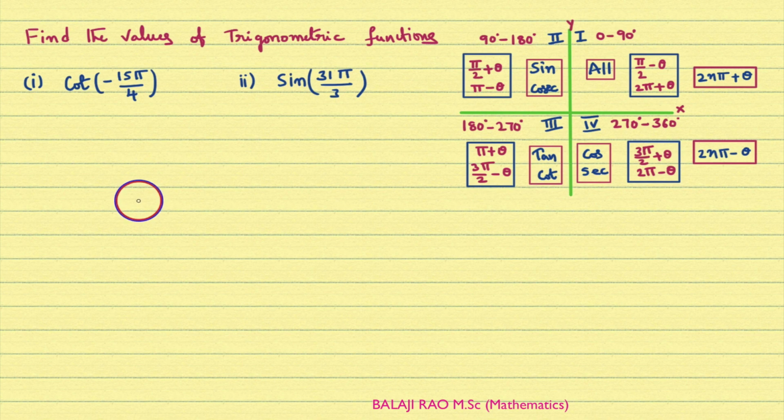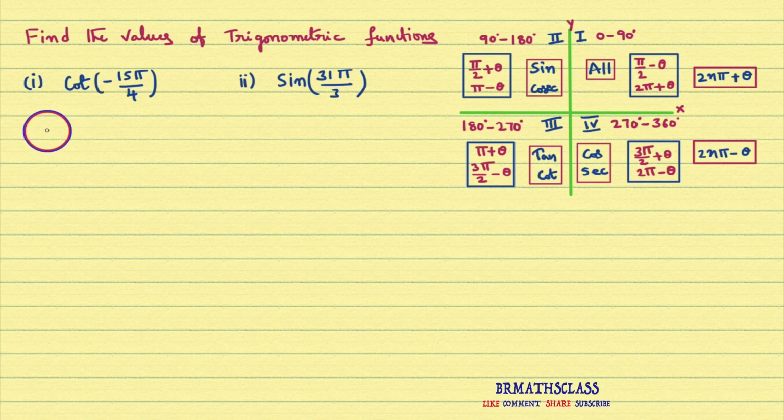In this class, we will learn how to find the values of these trigonometric functions. In this class, I am going to tell you a trick. By using that trick, you can get these things very easily. First, you observe this first bit: cot of minus 15 pi by 4.